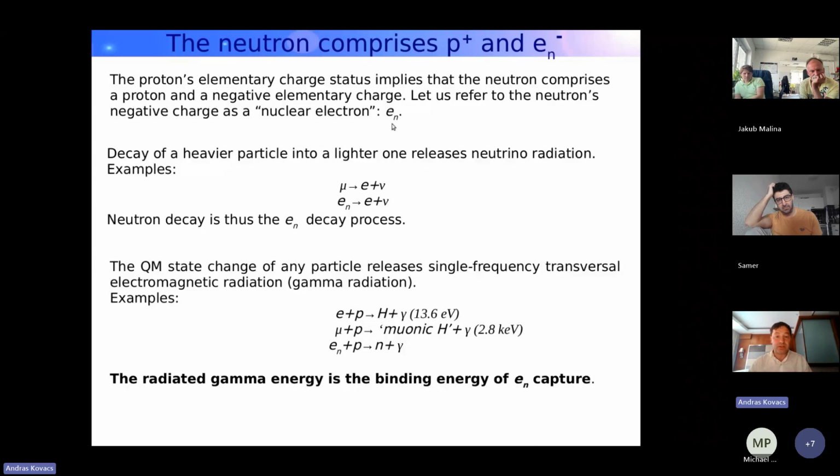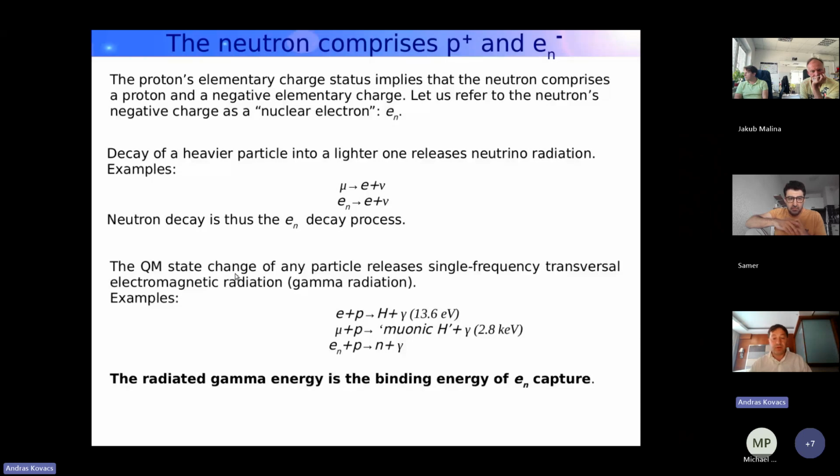So if the nuclear electron is some kind of a heavy electron, in quotes, what kind of reactions can there be? Let's look at the analogy from the muon, because the muon is a reasonably well-studied particle. The muon has a decay reaction, and when it decays, it becomes an electron plus neutrino radiation. By using this analogy, the nuclear electron decay produces an electron plus neutrino radiation. That's exactly what we see in neutron decay. So nuclear beta decay is probably the nuclear electron decay process.